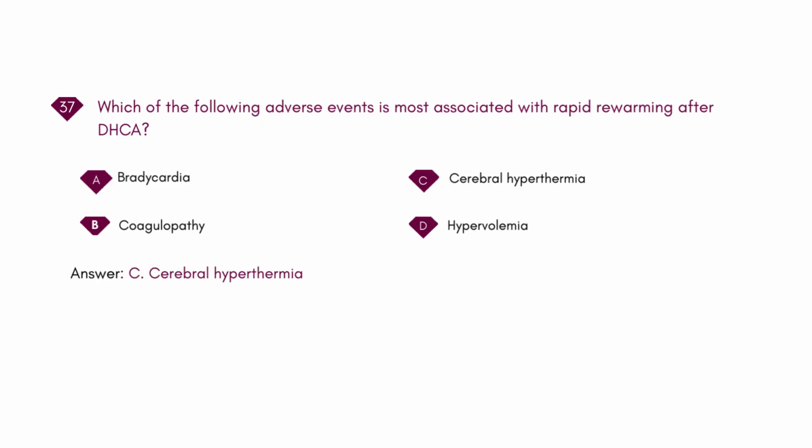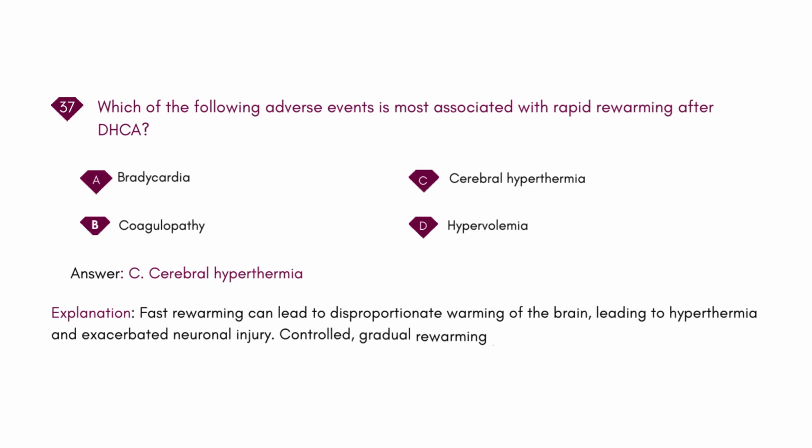Cerebral hyperthermia. Explanation: fast rewarming can lead to disproportionate warming of the brain, leading to hyperthermia and exacerbated neuronal injury. Controlled, gradual rewarming is key to safe DHCA practices.